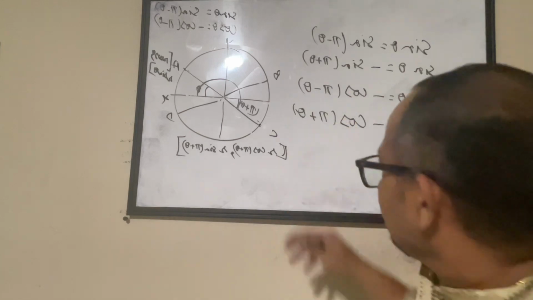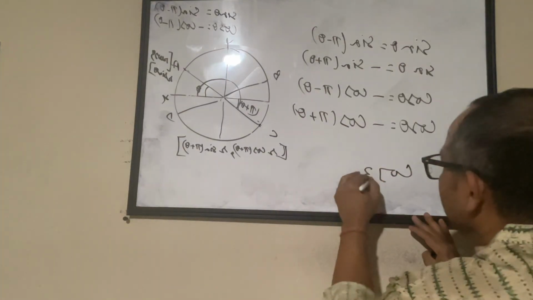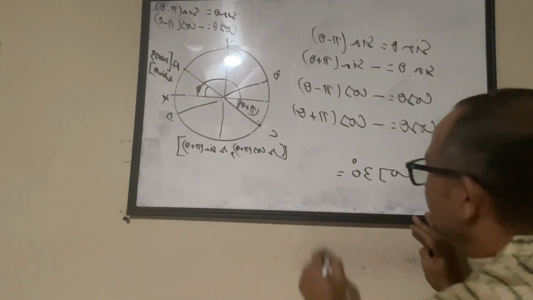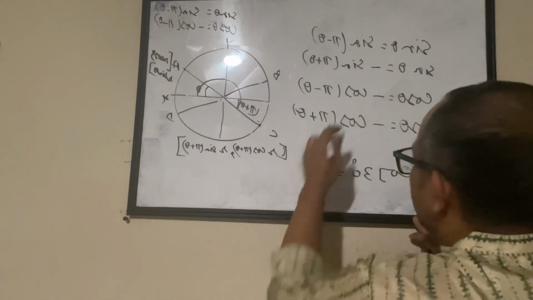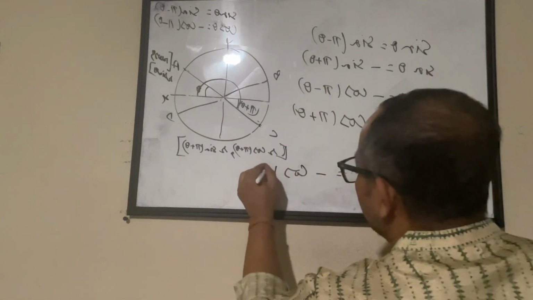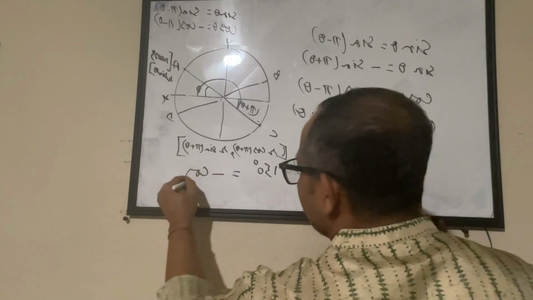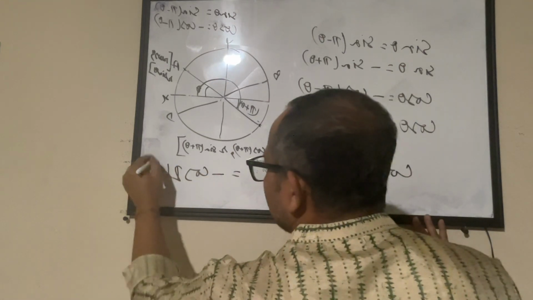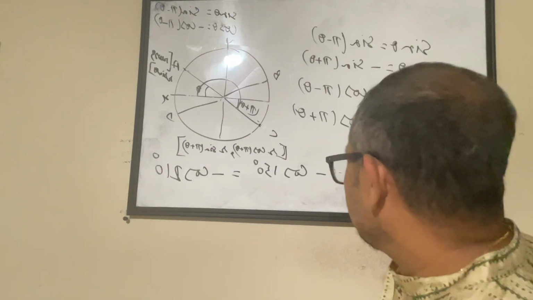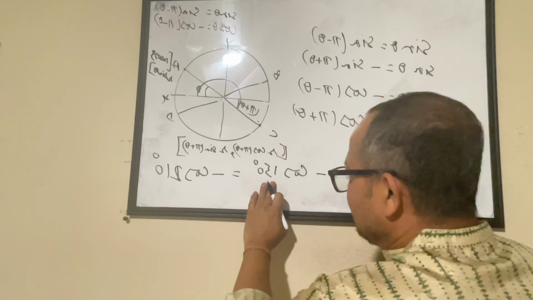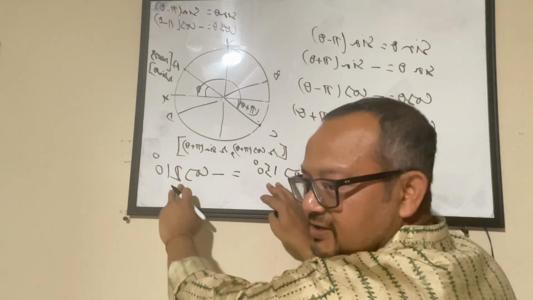Meaning, if you relate that in actual terms, cos of 30 degrees is equal to minus cos of 150 degrees, and is also equal to minus of cos of 210 degrees. 30 degrees is theta, pi minus theta is 150 degrees, and pi plus theta is 210 degrees.